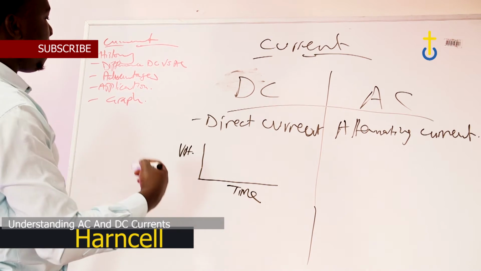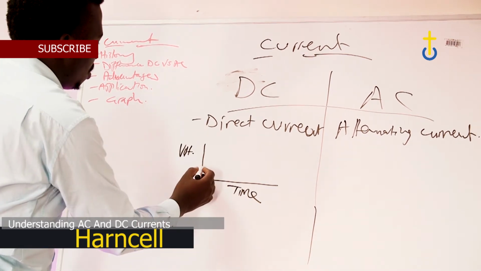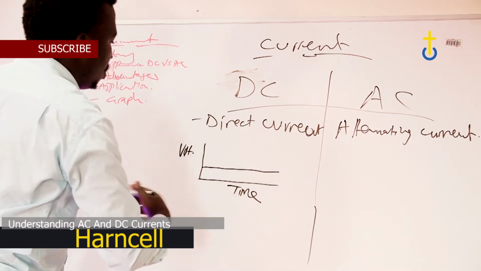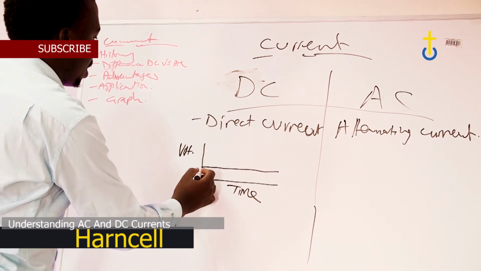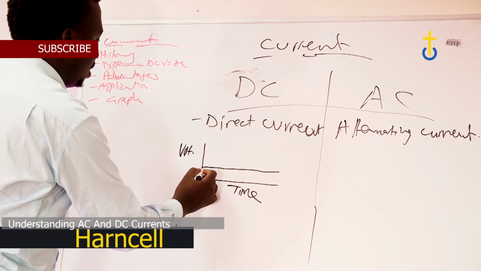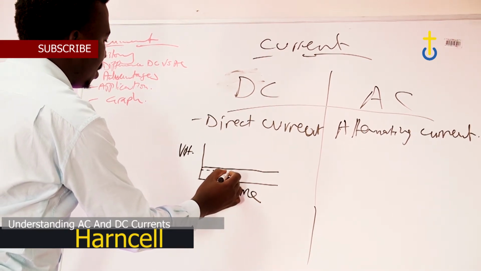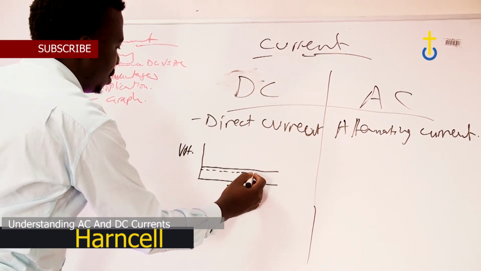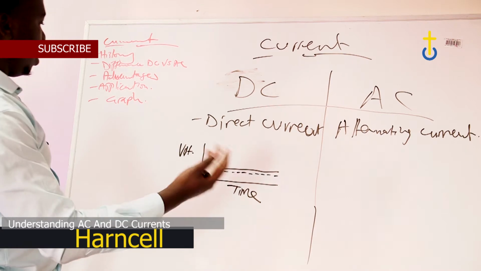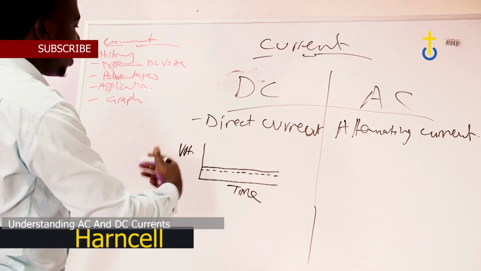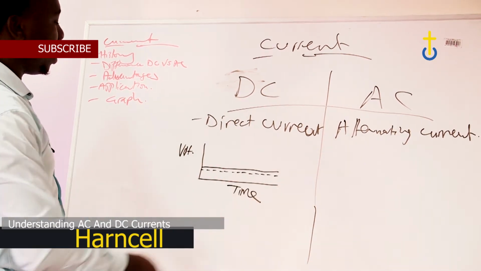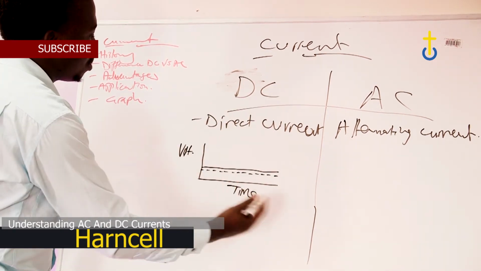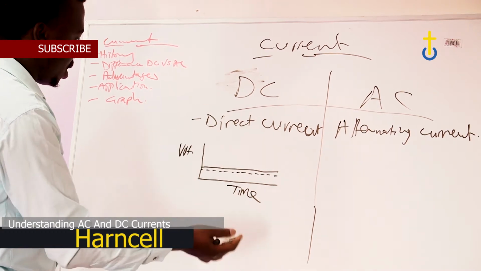So you realize that over time, for a direct current, as long as the flow of the voltage is consistent, the current is steady. Current flows in one direction and it streams in one direction, and it does not change direction. It does not alternate direction.